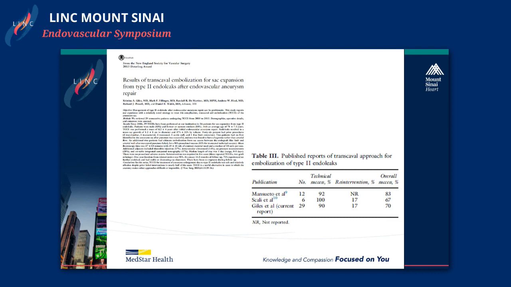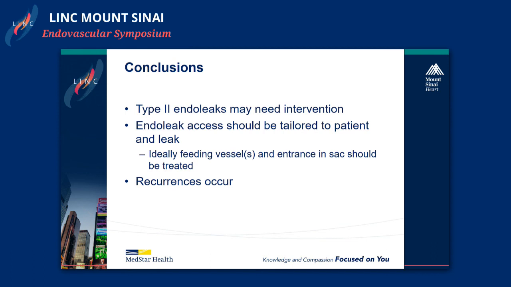So in conclusion, type 2 endoleaks may need intervention. The majority of them do not. Endoleak access should be tailored to the patient and the leak. I think ultimately the results of transcaval, translumbar, and transarterial are probably all similar if done for the right patient, but you have to figure out what's the right access approach for the particular anatomy and the particular patient.